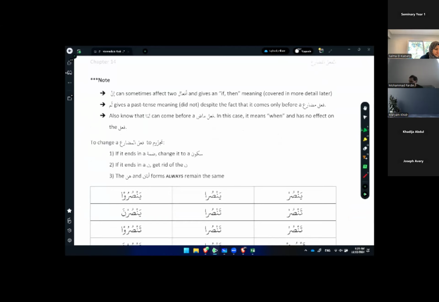Also know that lamma can come before a fi'al madi. In this case, it means when and has no effect on the fi'al. This is kind of like what Salma was alluding to earlier. Lamma, when it means when, can come before a fi'al madi and it has no effect on the fi'al. It does not have any i'rab change or anything like that.